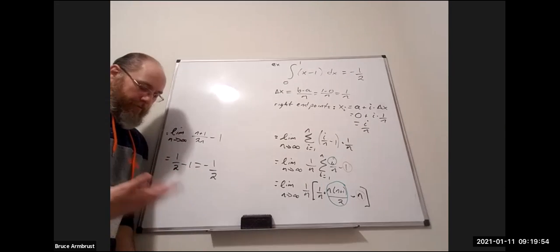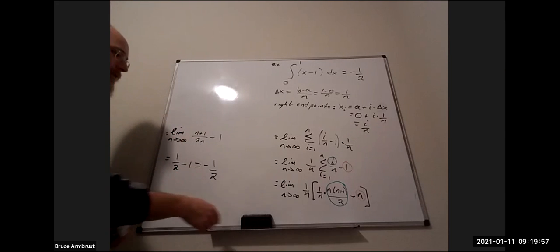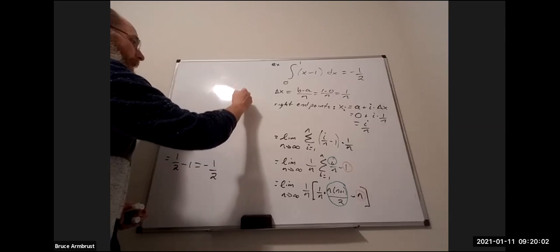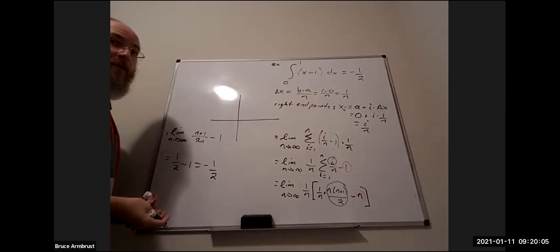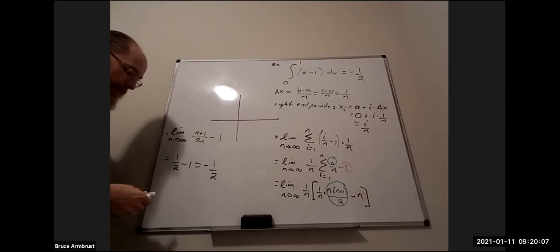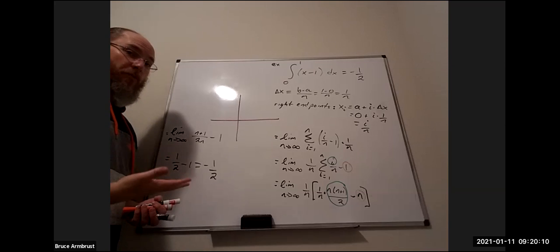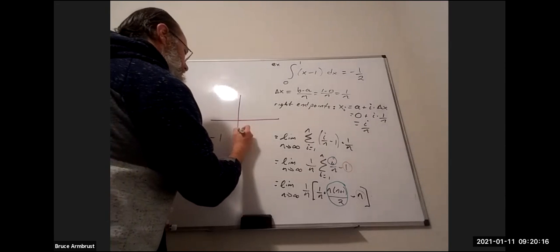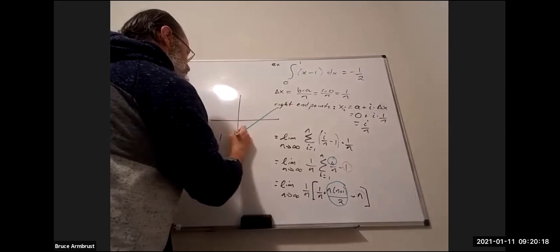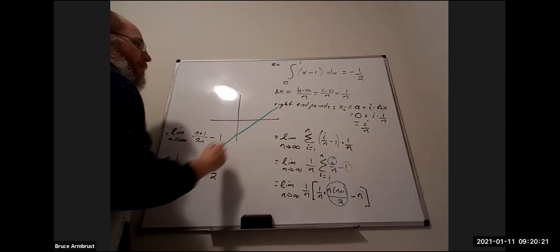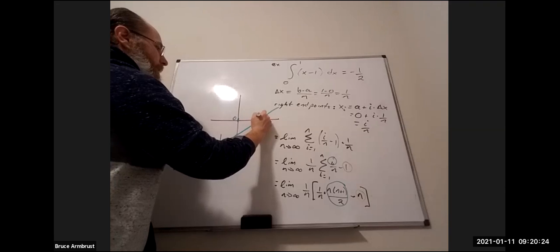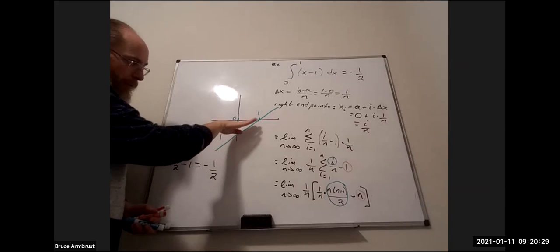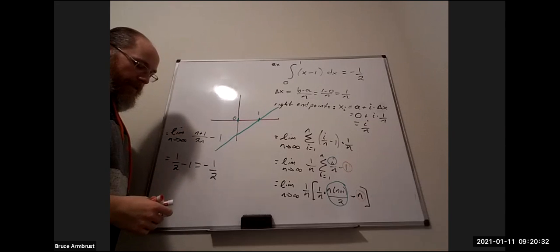Let's actually draw a graph of this function and see what it looks like, so you can see what's going on here. So here are axes. We've got y equals x minus 1. That's a line. It's got a slope of 1. It's got a y-intercept of negative 1. So it looks something like this. We are between 0 and 1. And so notice that in this interval, we're actually below the x-axis.